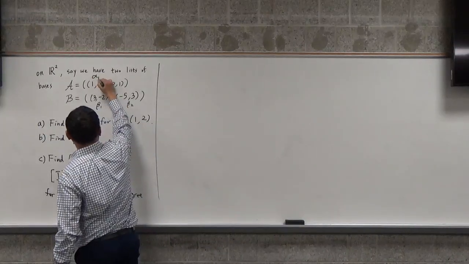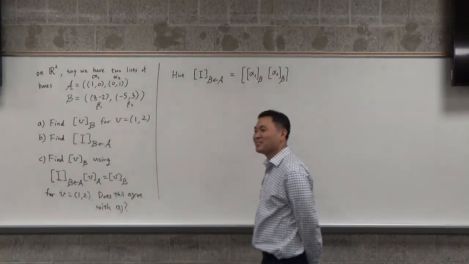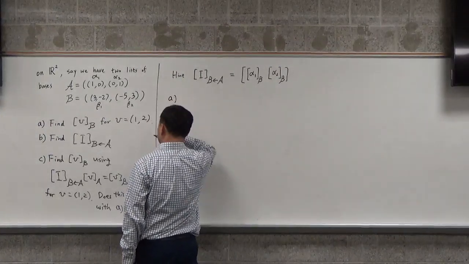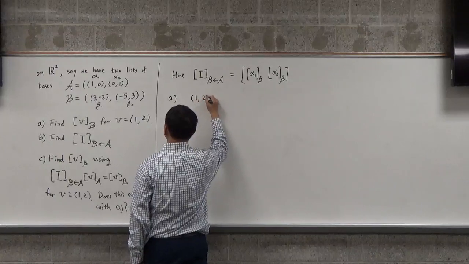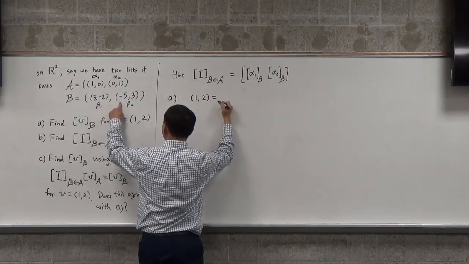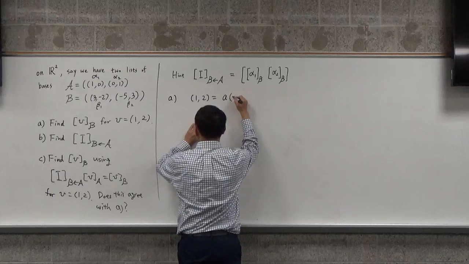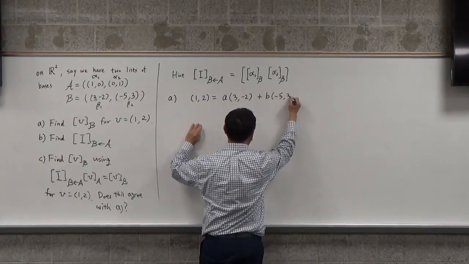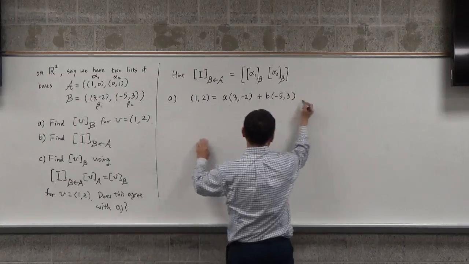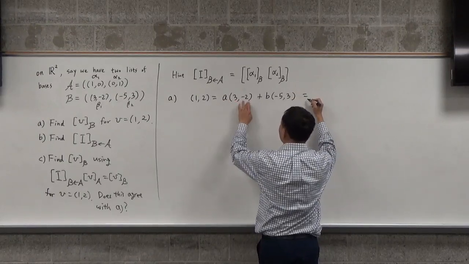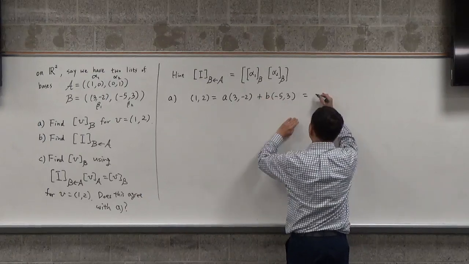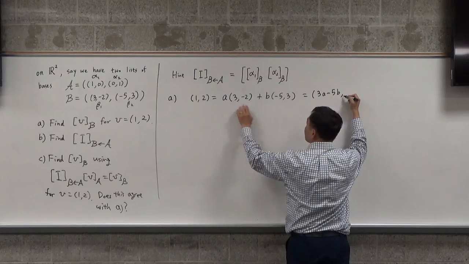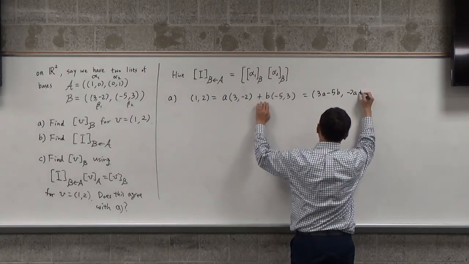We're going to call these alpha 1 and alpha 2. All right. So part A, you're trying to represent (1, 2) as a linear combination of these two basis elements. So A times the first one plus B times (-5, 3). Which means, if you multiply A, multiply B, and add them together, you get 3A minus 5B, and then negative 2A plus 3B.